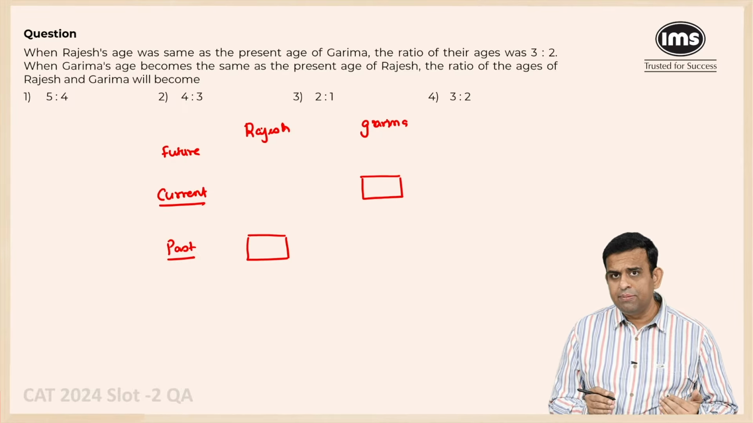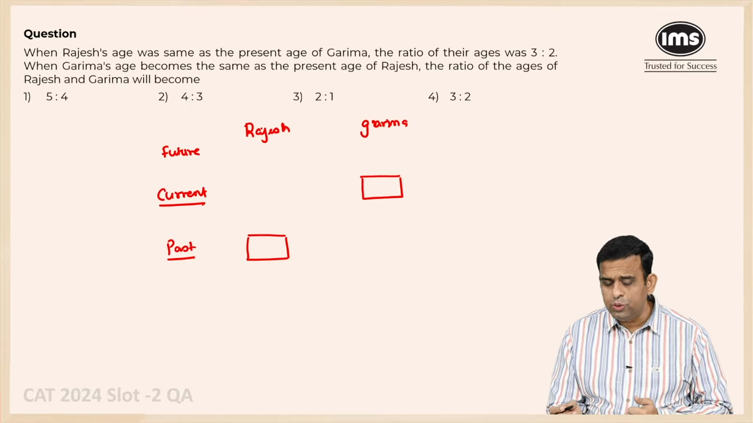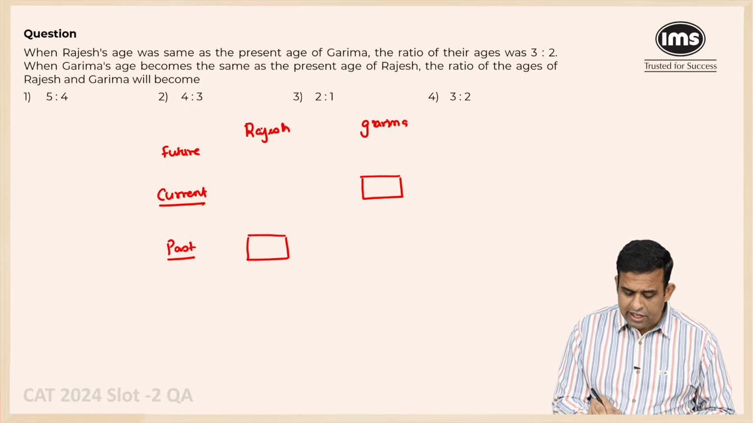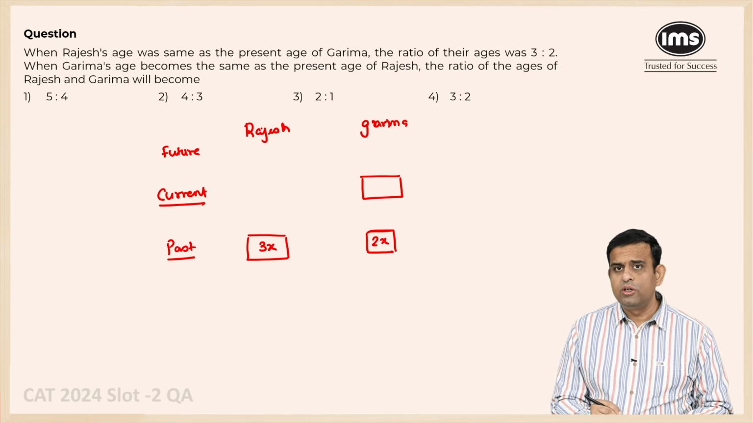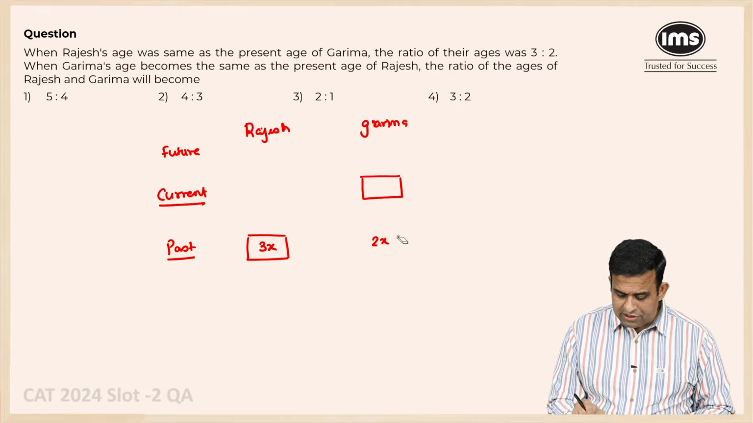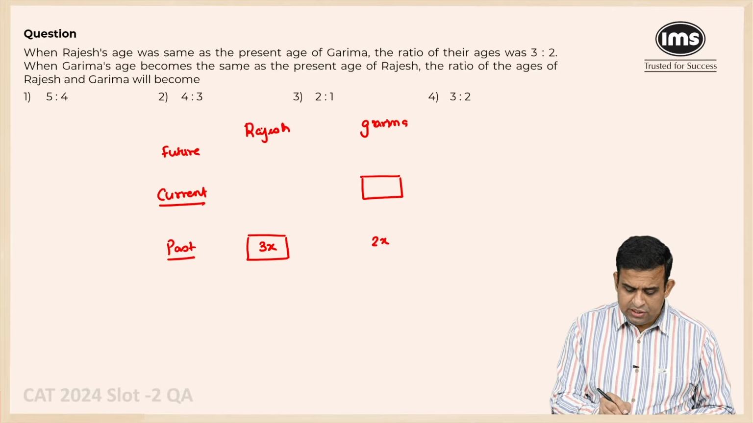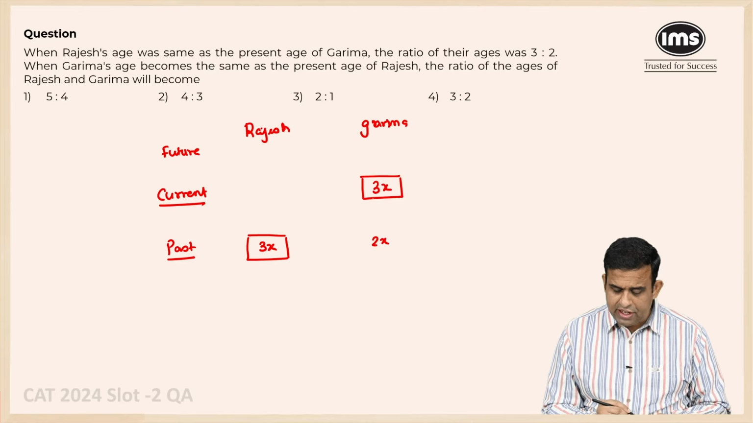And they are saying in the past, the ratio of the age happens to be nothing but 3:2. So I can say in the past, the ratio of Rajesh's age and Garima's age I can take as 3x and 2x. So in the past, the age of Garima was 2x. Now understand one thing, in this particular context, they have told that when Rajesh was at the same present age of Garima, so Garima's present age also becomes equal to 3x.